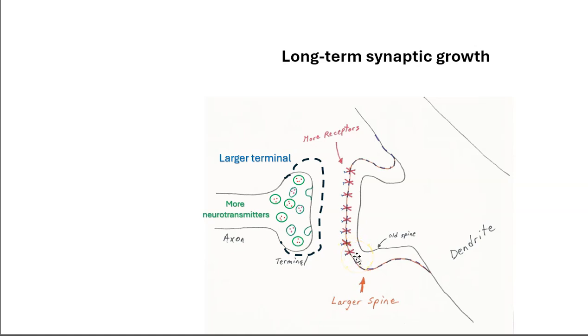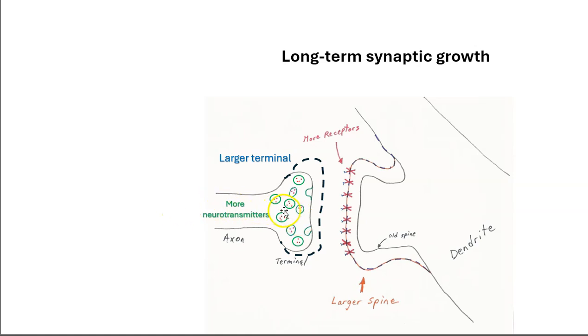So while the short-term increase might have been extra channels, the long-term increase also includes extra channels, but now the spine is larger, so we can have a more permanent set of an increased number of channels in the spine membrane. In addition, the axon terminal, the other half of the synapse, can grow larger and can accommodate more vesicles and more neurotransmitters.